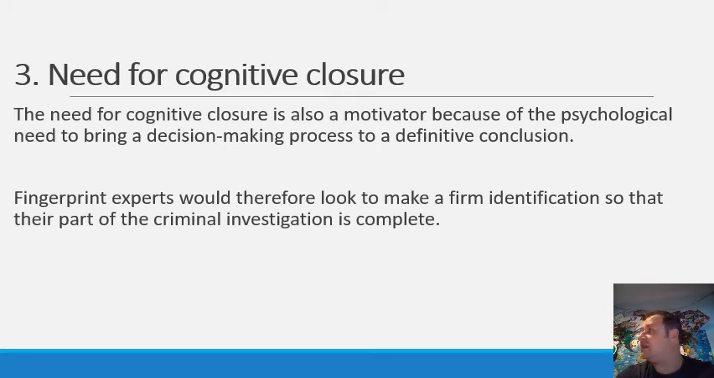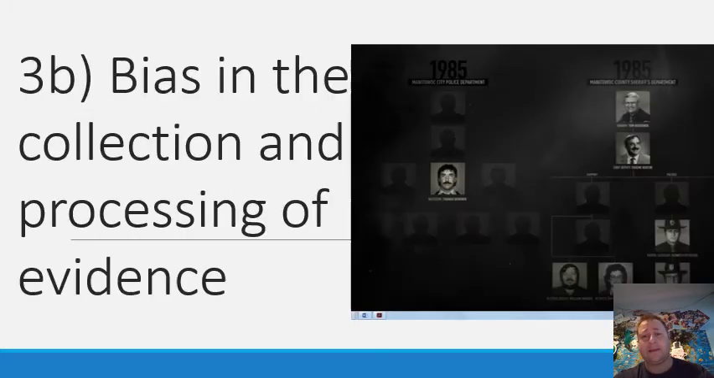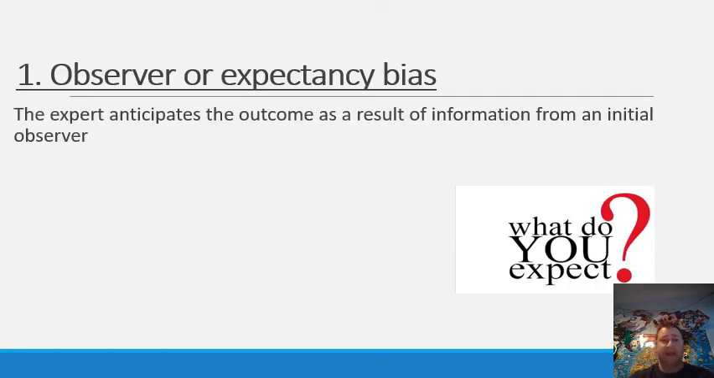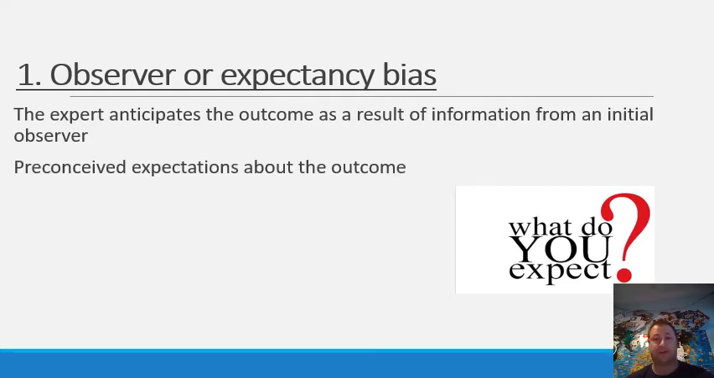Okay, so there's kind of three things that motivate fingerprint analysts, but they can make biases. Okay, they are biased. They can make errors because of this. The first one is because they might already know something, so it's called observer expectancy bias. So this is when you already have the information from an initial observer. So if you're double checking it, you already know what they've said, so you're just gonna go, well, I'm expecting that to happen, and guess what, it has happened. I agree with them, for example.